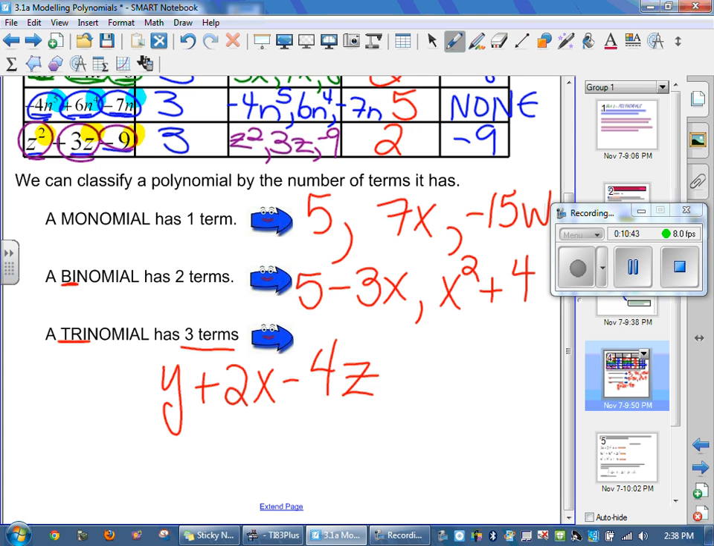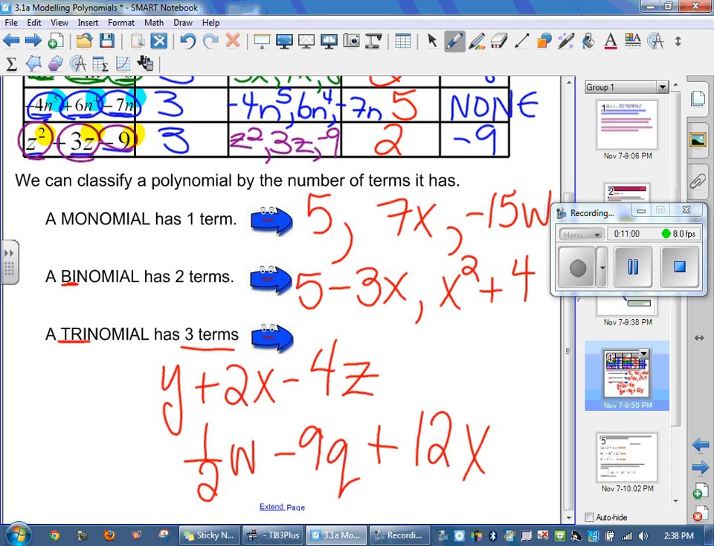I could have 1/2 w minus 9q plus 12x. Again, three terms. It means it's a trinomial.